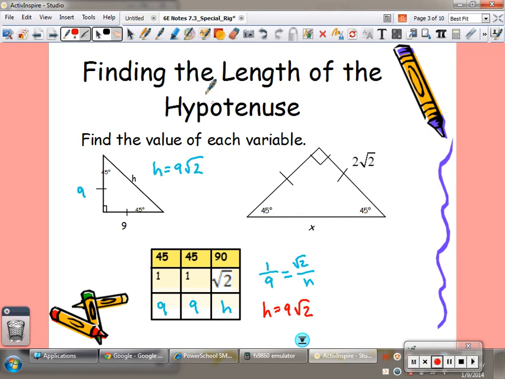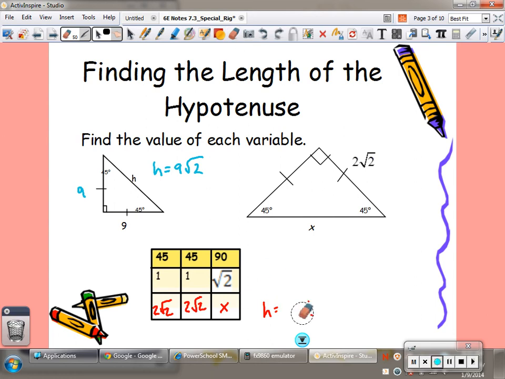Alright? Same thing works over here for the one on the right. If you set your own table up, and I'm just going to use the same table again, but you can draw your own. If I set this up, one of the legs is 2 times the square root of 2, and the hypotenuse is x. The other leg is obviously also 2 times the square root of 2 because it's an isosceles triangle.